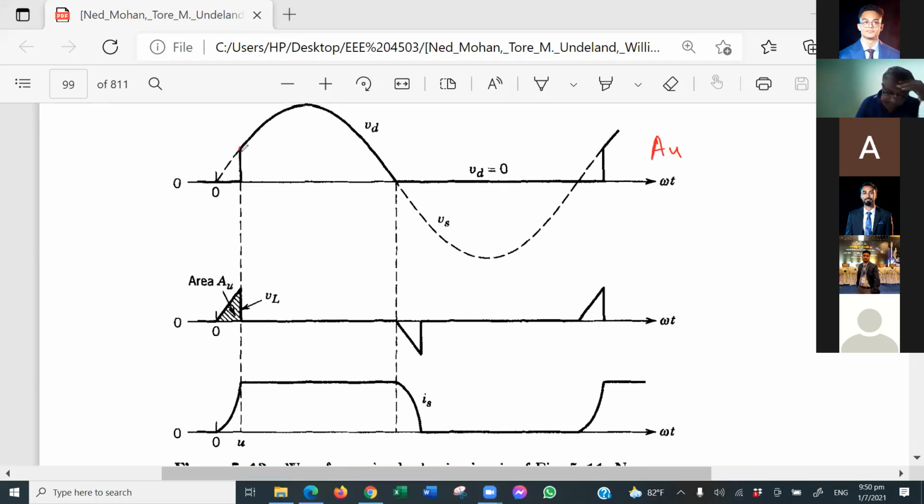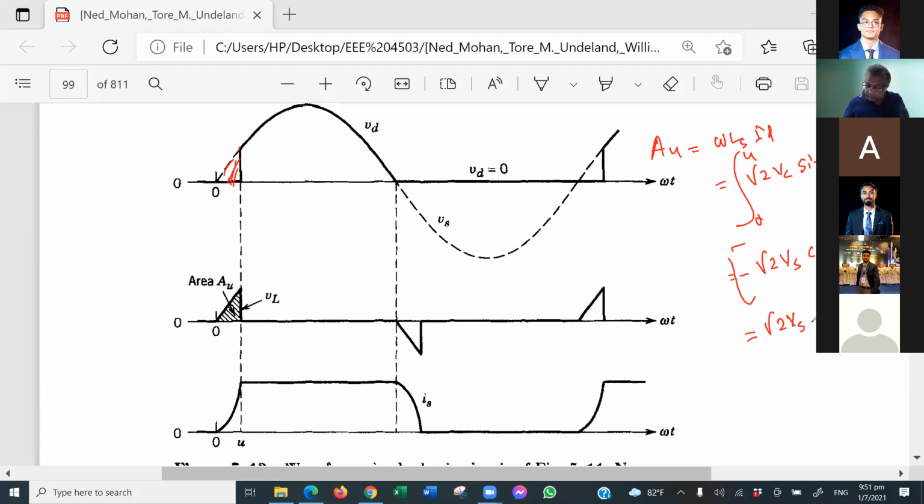AU, that means this area, AU equals omega Ls ID, and if you integrate it, root 2 Vs sine of omega t, d of omega t, from 0 to u, then it will be root 2 Vs cosine of omega t, and then with limits u and 0, it will come as root 2 Vs cosine u, minus, and plus 1.